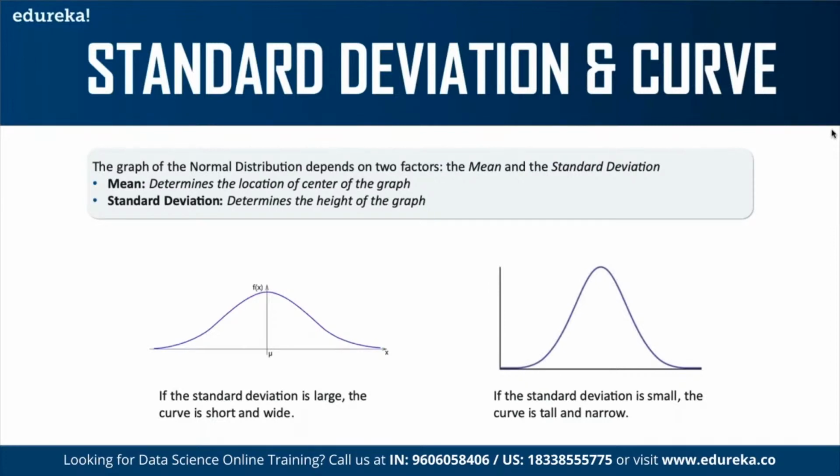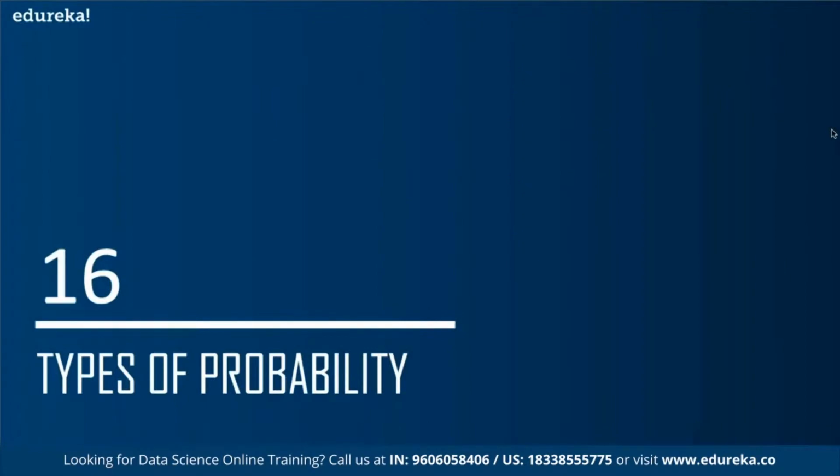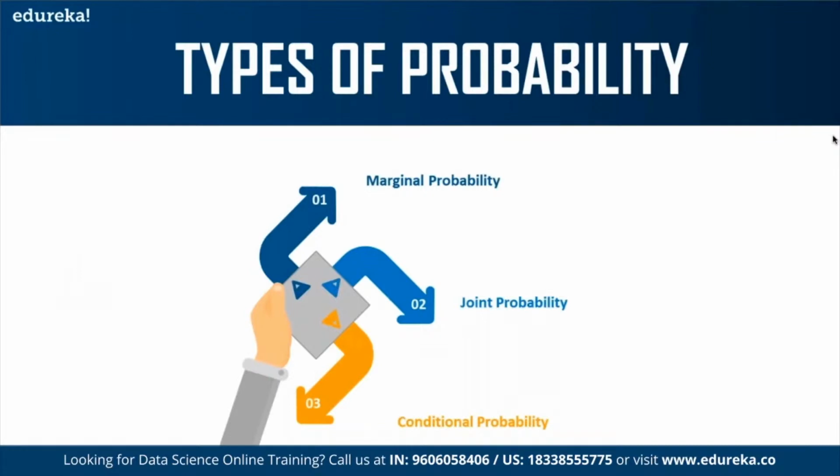And then let's discuss the types of probability. Now, in terms of the types of probability, we have three main types of probability. We have marginal probability, we have joint probability, and then we have conditional. Marginal, joint, and conditional probabilities. Now, let's discuss what exactly these three are step by step.